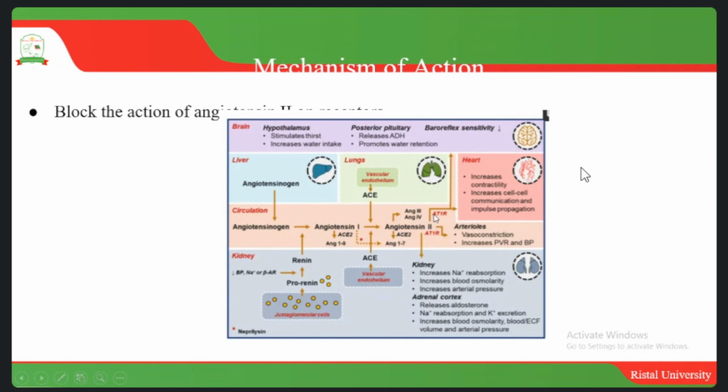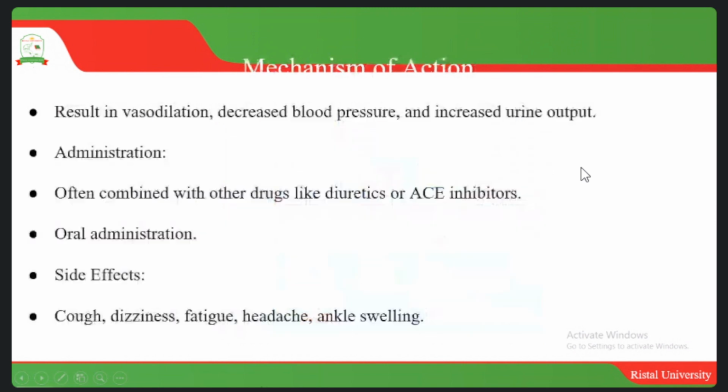Then also it can cause arterioles, where there is vasoconstriction, I've already mentioned, in the arteries, and then also it can increase the PVR and also the BPs. And when it increases these BPs, it will be affecting still the circulatory system, and the impact gets back to the heart.